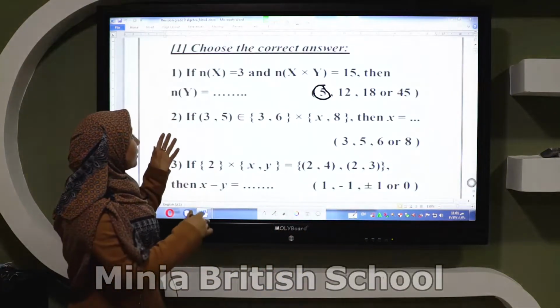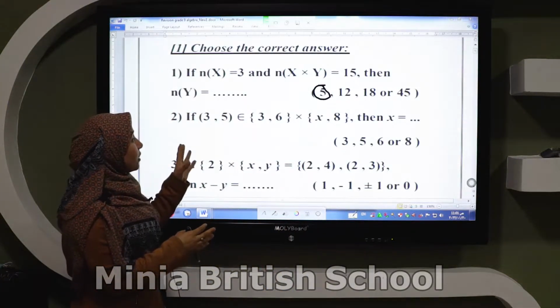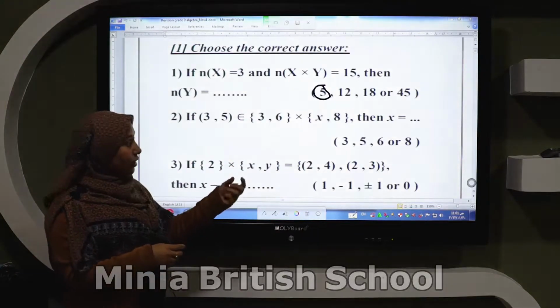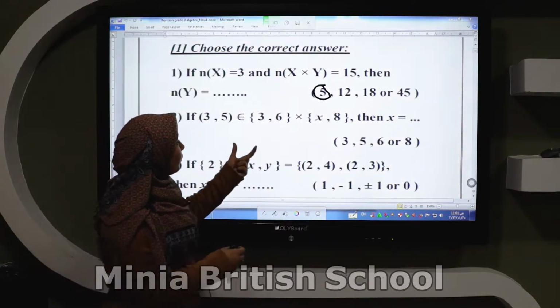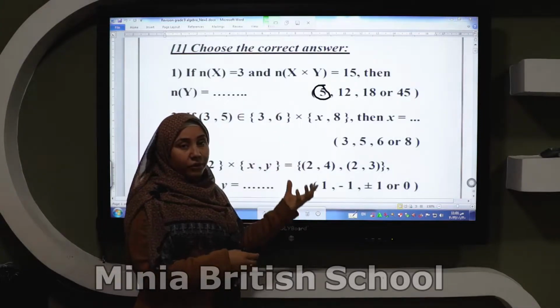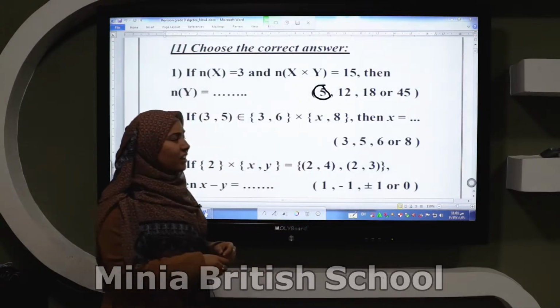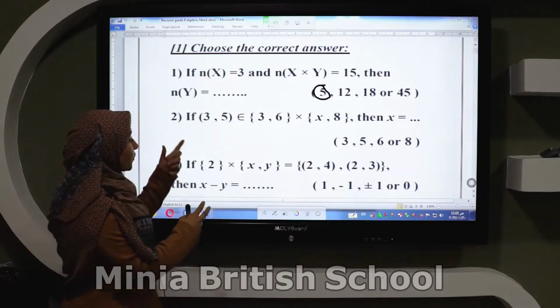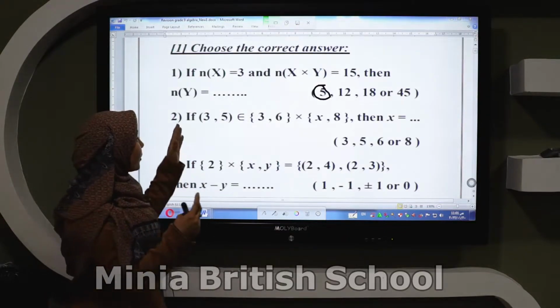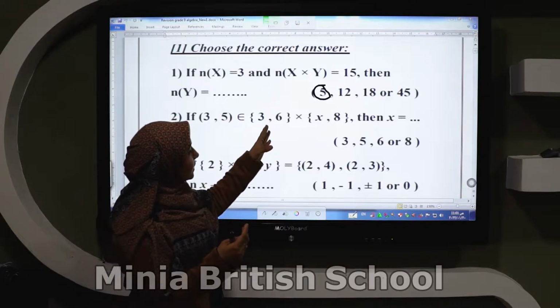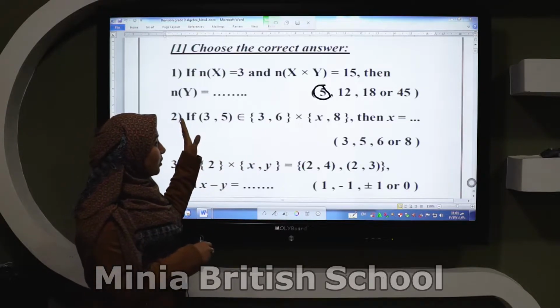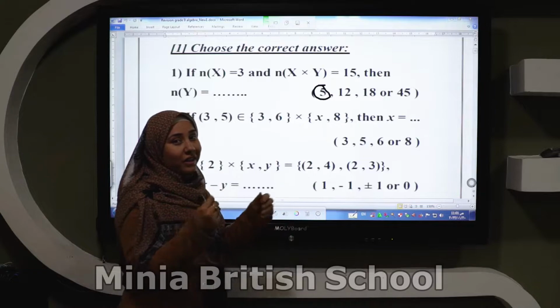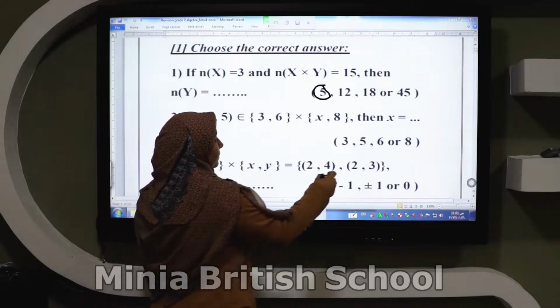The next is 2. If the ordered pair (3, 5) belongs to the set {3} cross the set {x, 8}, then x equals what? We know the ordered pair consists of 2 projections. The first projection belongs to the first set and the second projection, 5, belongs to the second set. Then x equals 5. Good.